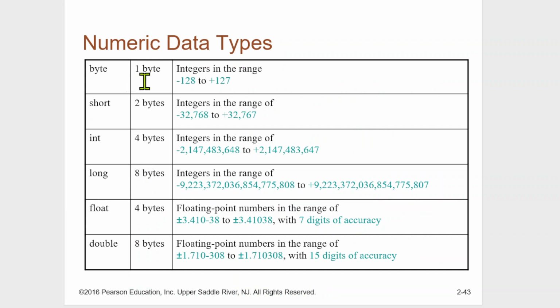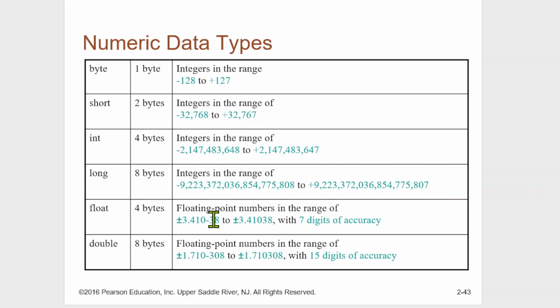Numeric types: you have the byte, integers from -128 to 127. Short is 2 bytes, so we're up to 32,000. Integer goes up over 2 billion. Long is, I don't know where we're at here, there's a million, billion, trillion. It's way up there.